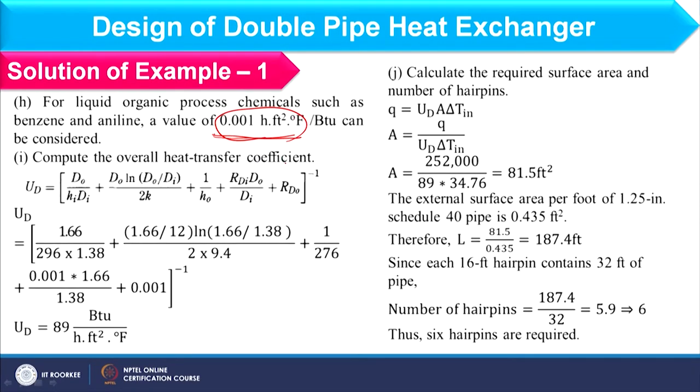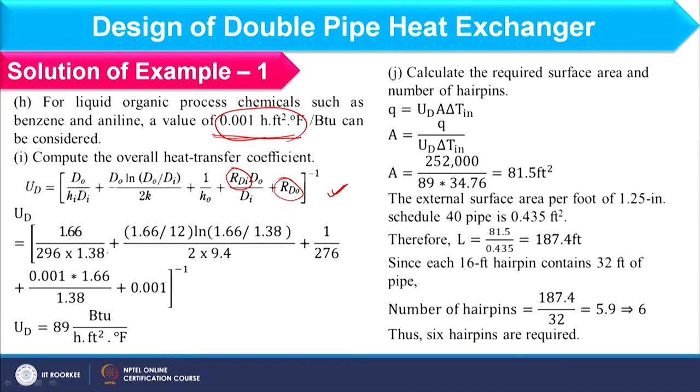Considering this, we can calculate the overall heat transfer coefficient using this expression, where R_di and R_do are dirt factor values, and in some expressions we can use the dirt coefficient, that would be h_od or h_id, if you remember the basic design parameters lecture. So, considering D_i, D_o, h_i, h_o and the thermal conductivity of the material, which is already given in the problem, we can find the overall heat transfer coefficient at dirt condition as 89 BTU per hour per square foot per degree Fahrenheit.